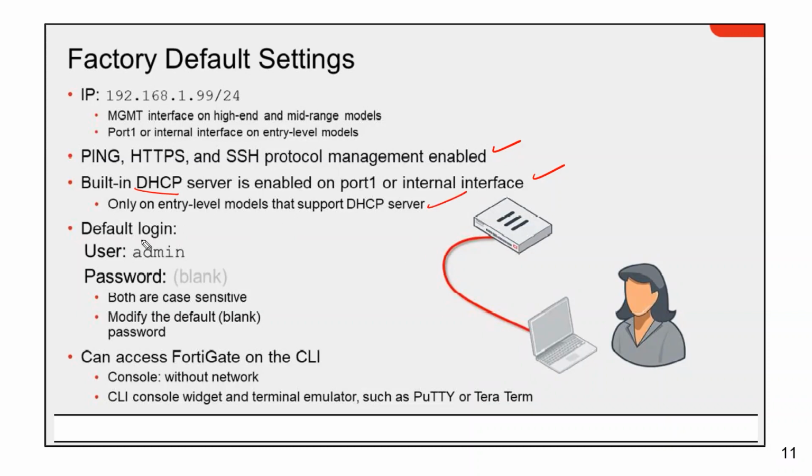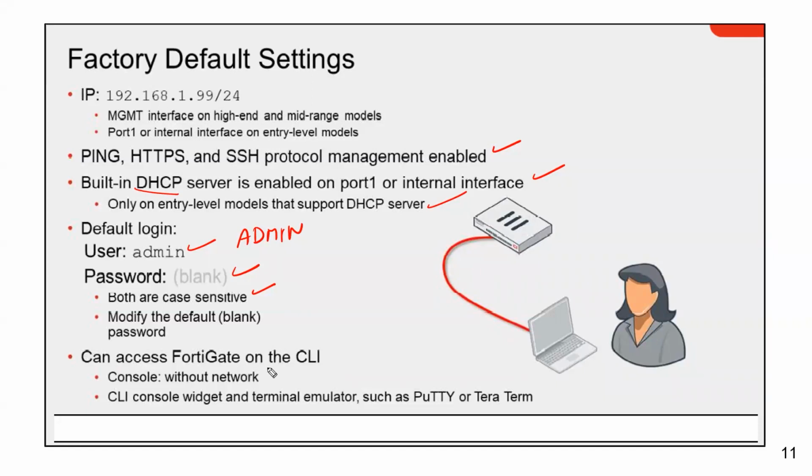So now, default login: user is admin, password is blank. Not as in the word blank, but blank as in nothing. Just hit enter. Both are case sensitive, so you can't put in Admin and have it accepted; you need all lowercase. Modify the default blank password: as soon as you hit enter, it is going to ask you to change the password. That's given. You cannot move further without changing the password.